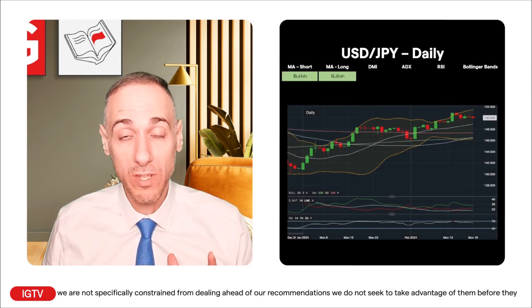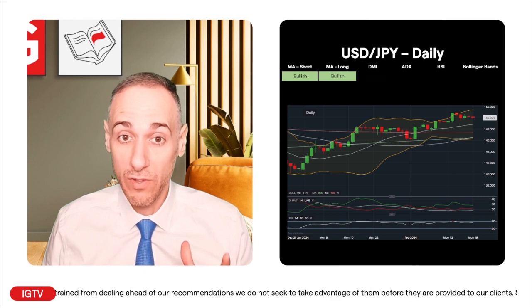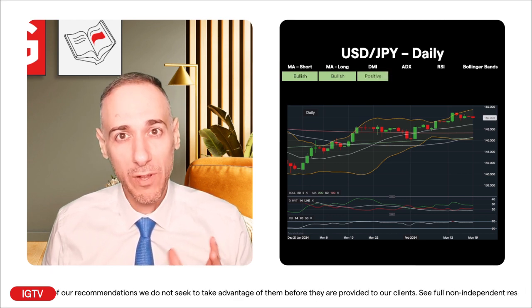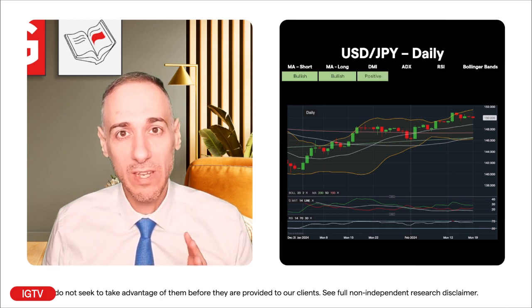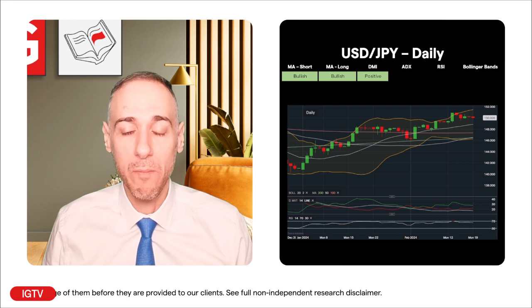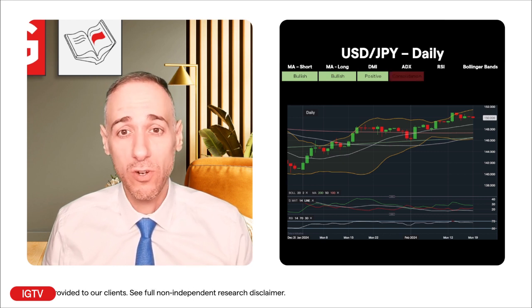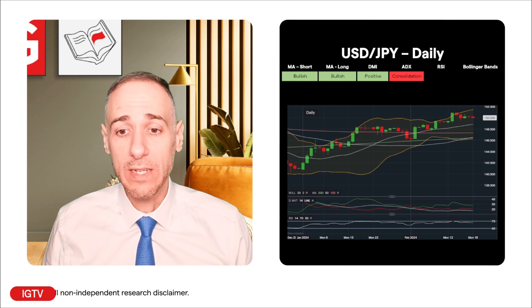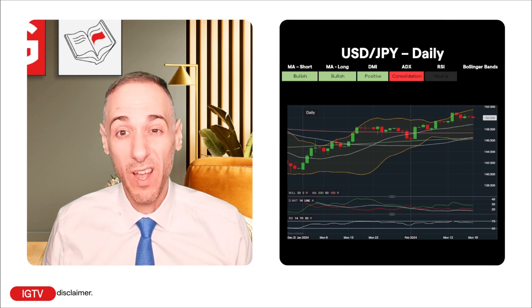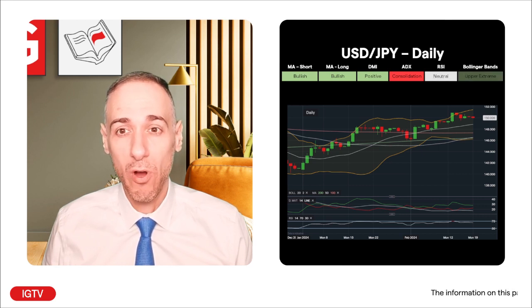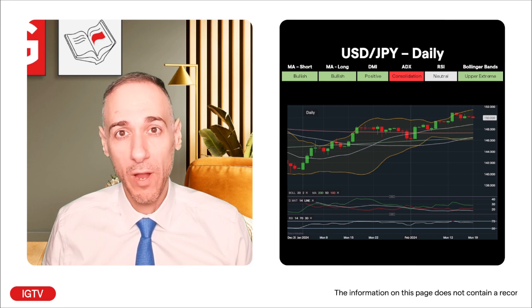Price also above all its main short and long-term moving averages for the daily. DMI in this case can flicker between positive and neutral with relative ease, with its DI plus above its DI minus, which I've put there. Charts, by the way, courtesy of our trading platform. And an ADX that's out of trending territory and falling, an RSI beneath overbought, and price coming off the upper end of the band.